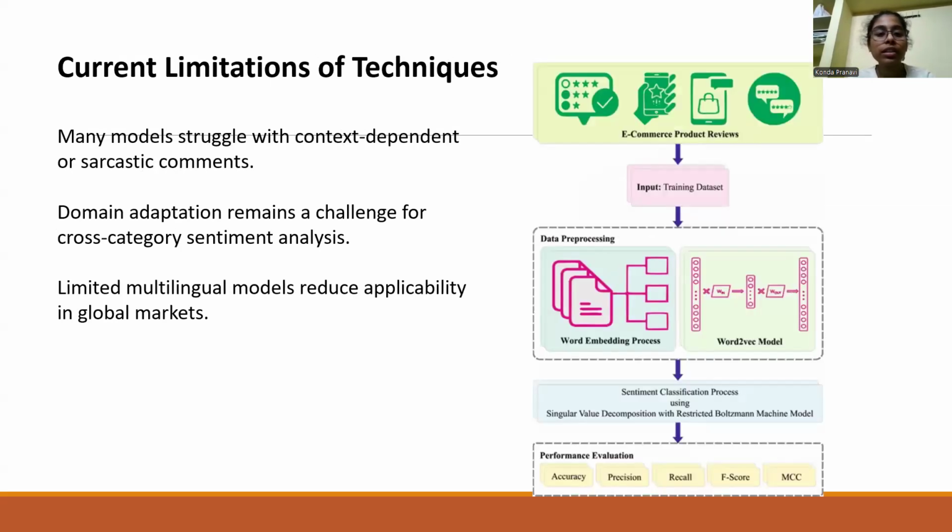Current limitations of techniques. Many models struggle with context-dependent or sarcastic comments. Domain adaptation remains a challenge for cross-category sentiment analysis. The limits of multilingual models reduce applicability in the global market. Many models fail to handle sarcasm, dependency, and domain changes. Models trained on electronic reviews may not perform well on clothing or food reviews.